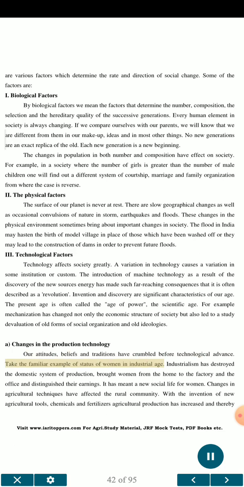Take the familiar example of status of women in the industrial age. Industrialism has destroyed the domestic system of production, brought women from the home to the factory and the office and distinguished their earnings. It has meant a new social life for women.